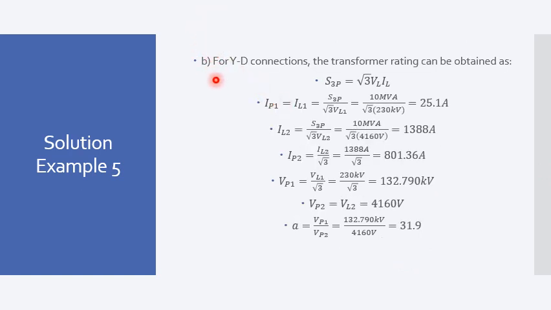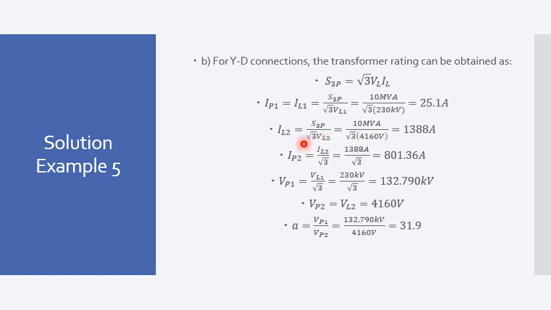For question B, what is the rating of the transformer for Y-delta connection? Firstly, we have to use this formula S equals √3 VL IL. Then we calculate IL1. IL1 is S 3-phase divided by √3 V line 1, which is 25.1 A. Because of the connection in Y, the phase current and line current are the same. So the phase current is also 25.1.